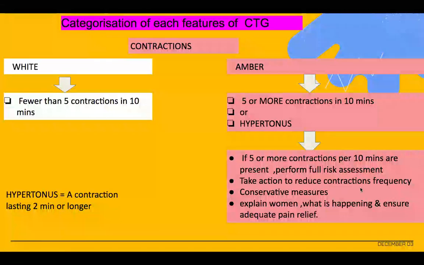Now, what action can we take to reduce the contraction frequency? Sometimes one of the students has asked me, ma'am, is it possible that when syntocinon and oxytocin have been running, we stop the labor and stop the contractions? Yes, we can stop. We can reduce the contraction frequency. Conservative measures, in the next few slides I will tell you in detail: explain to the woman what is happening and ensure that adequate pain relief is present, right? These are all the steps we have to take when there are 5 or more contractions in 10 minutes.